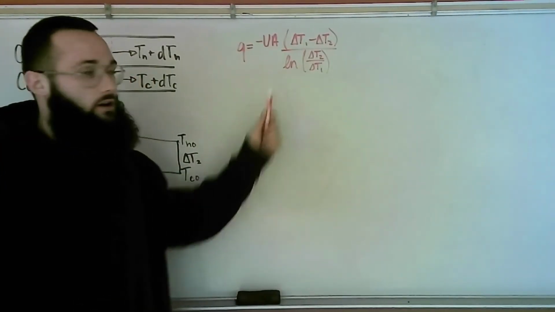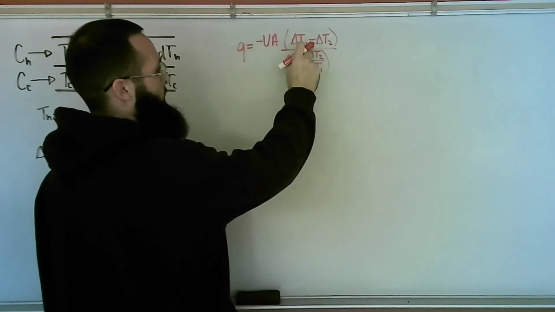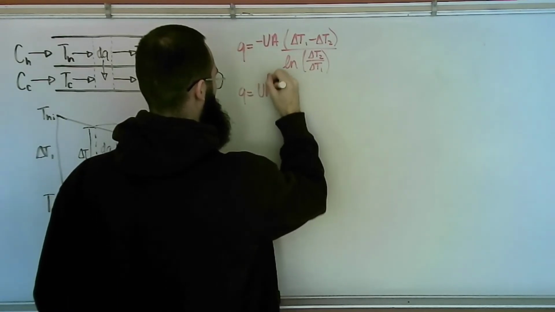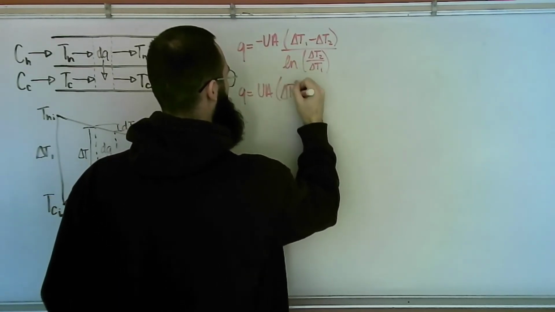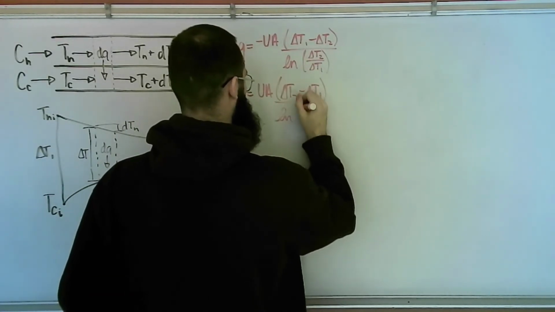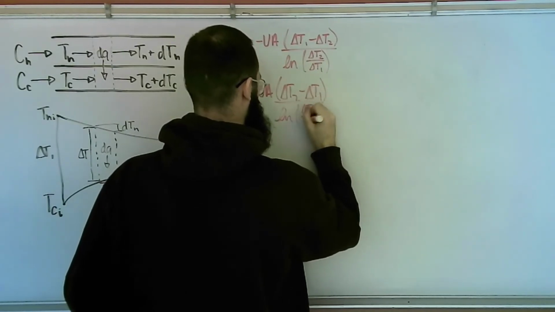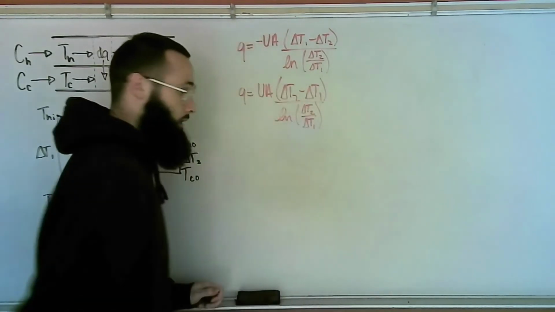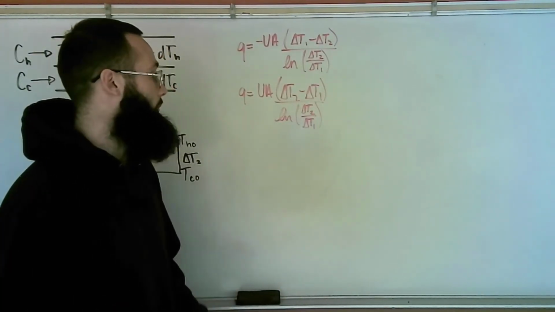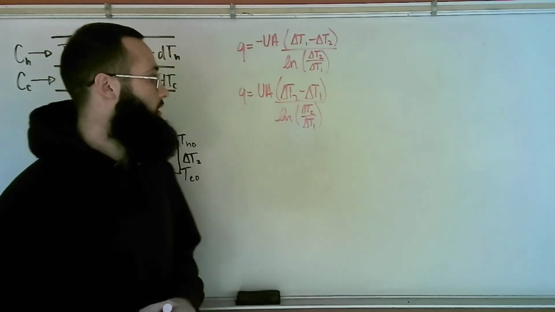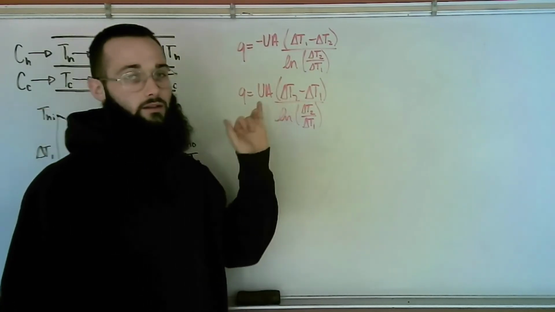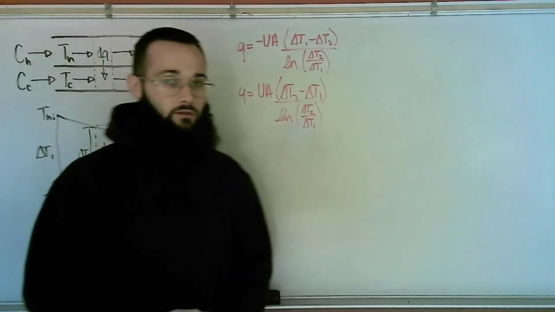Alright, so now that I have this equation, I'm going to first of all distribute this negative sign into this delta T1 minus delta T2. So that's going to give me Q equals UA (delta T2 minus delta T1) all over ln of delta T2 over delta T1. And if this term right here looks familiar, that's because that's the log mean temperature difference, sometimes referred to as LMTD. This log mean temperature difference is basically just the average of delta T1 and delta T2 using the logarithm scale.